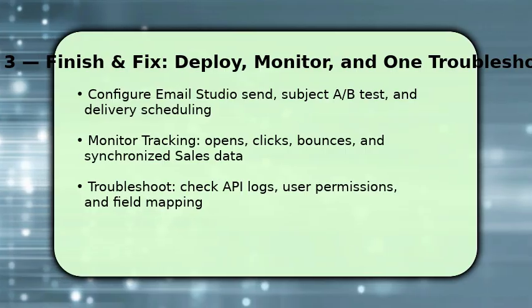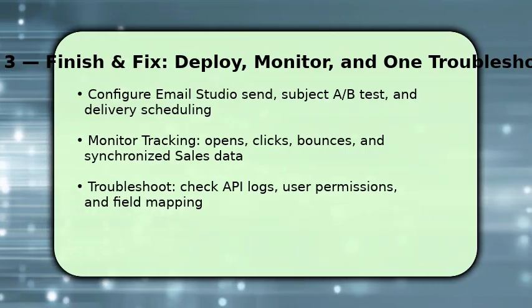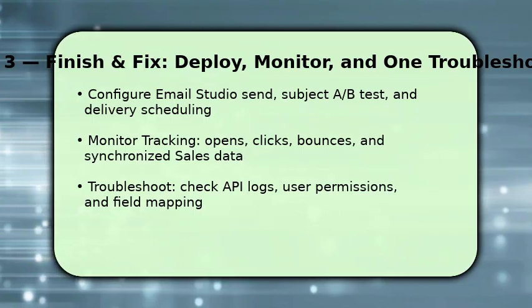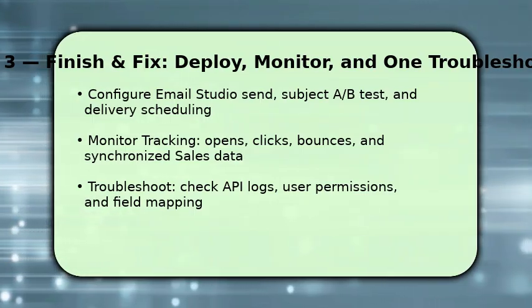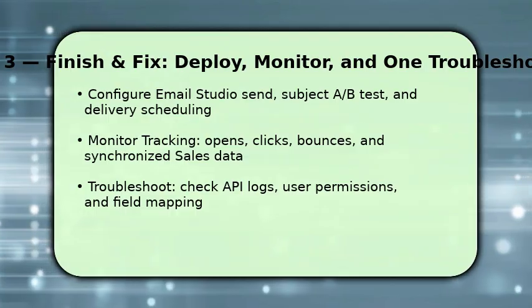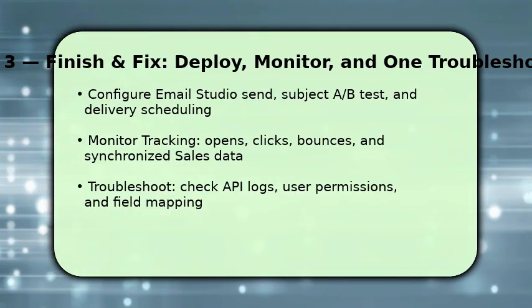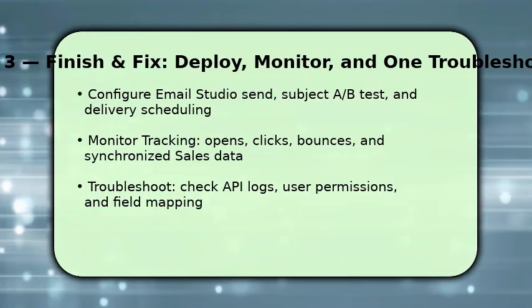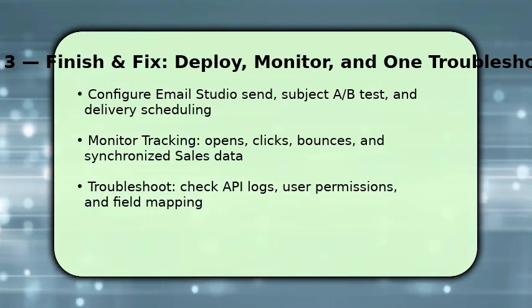If results look off, first check API logs for integration errors, then confirm user permissions and subscriber key mappings. Make sure that suppressed addresses aren't blocking recipients. If necessary, rerun a small test after fixes. Finally, document the change that resolved the issue.